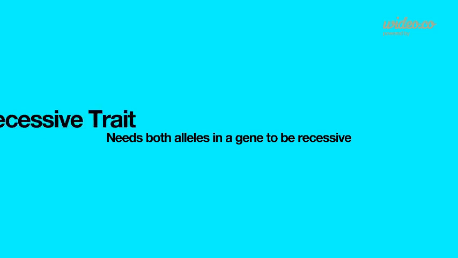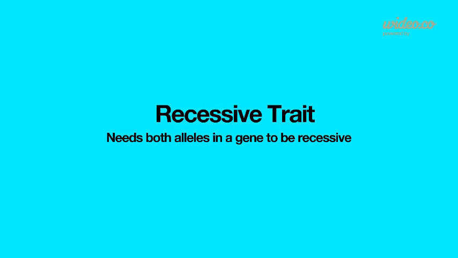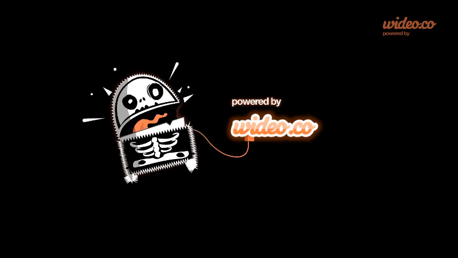The next term is a recessive trait. A recessive trait is one that needs both alleles present in the gene to be recessive for its corresponding phenotype to be observed. A recessive trait is represented by a lowercase letter.